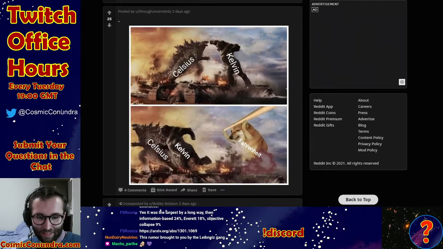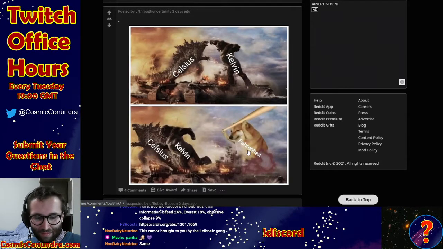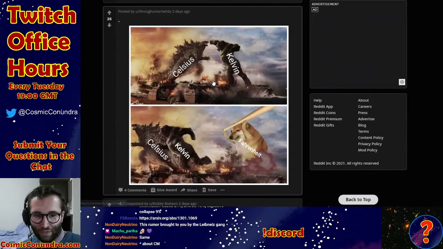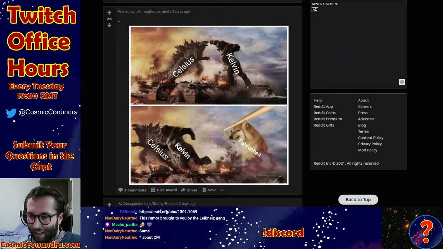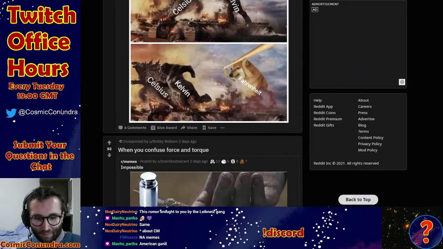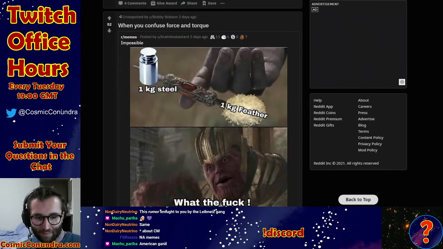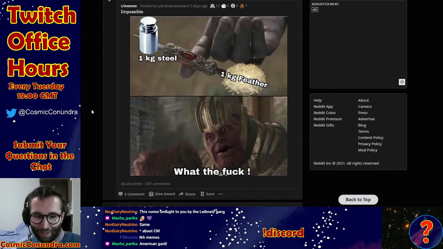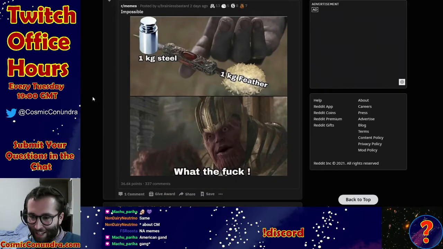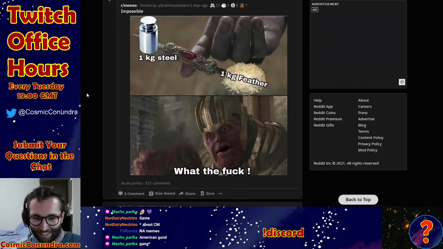Celsius, Kelvin, Fahrenheit. Wait, what? Surely it should be the other way around. Surely Kelvin should be the one bonking Celsius and Fahrenheit. Who uses Fahrenheit? Well, actually, to be fair, people use Fahrenheit in America, I guess. Kilogram of steel, 1 kilogram of feathers. American gang. Yeah, exactly.